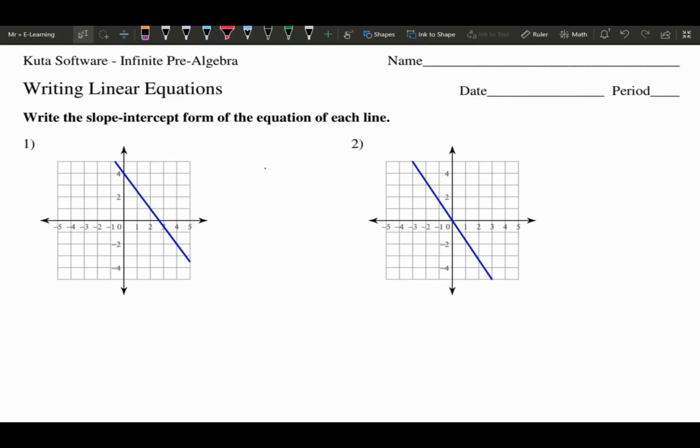Alright guys, let's get back into another one. I'm going to pick one from this writing linear equations worksheet. I'm just going to do number 1. So it says, write the slope-intercept form of the equation of each line.